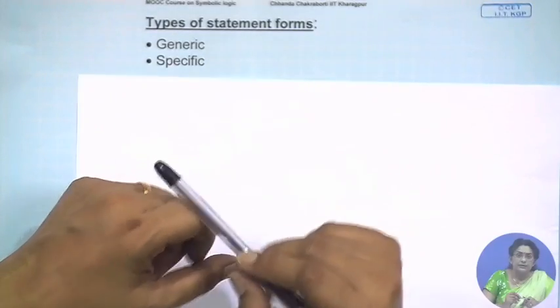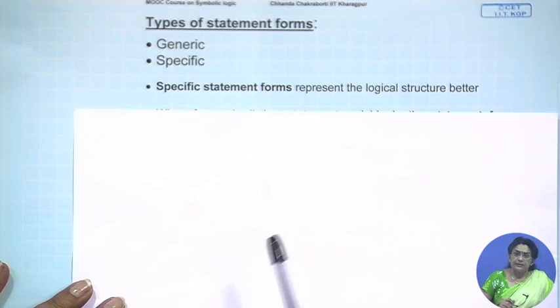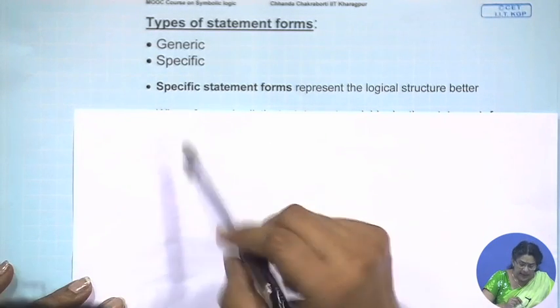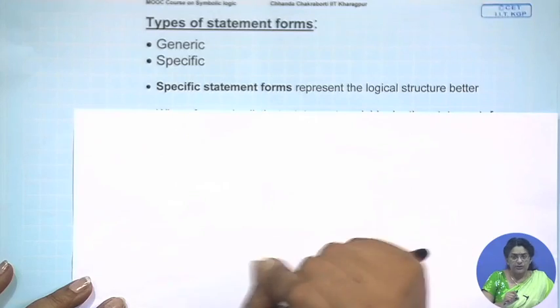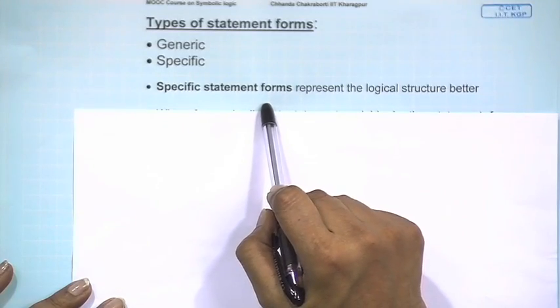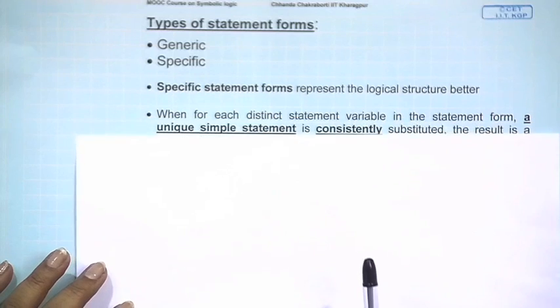So, if you have understood the form in statement form, then there can be two types, and these are generic and specific. The specific statement forms are more desirable, because they capture the logical structure with greater detail, and sometimes that could be logically more important and informative. What do we mean by a specific statement form? We will try to explain that.